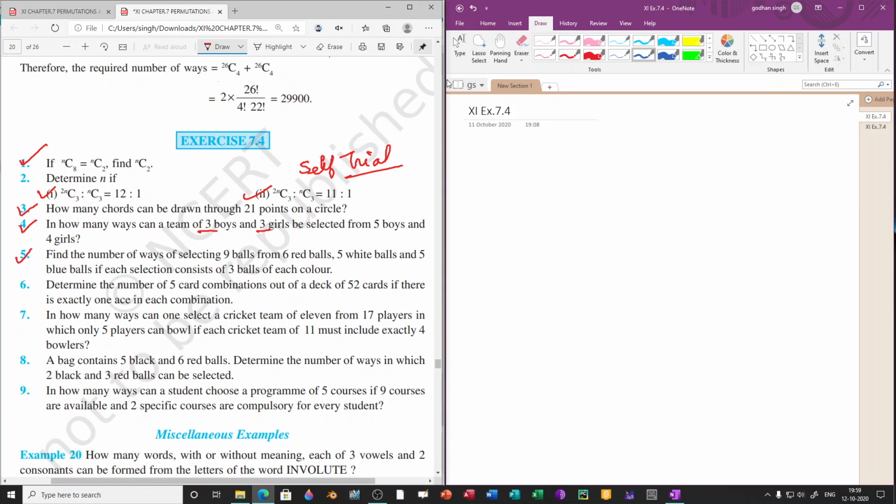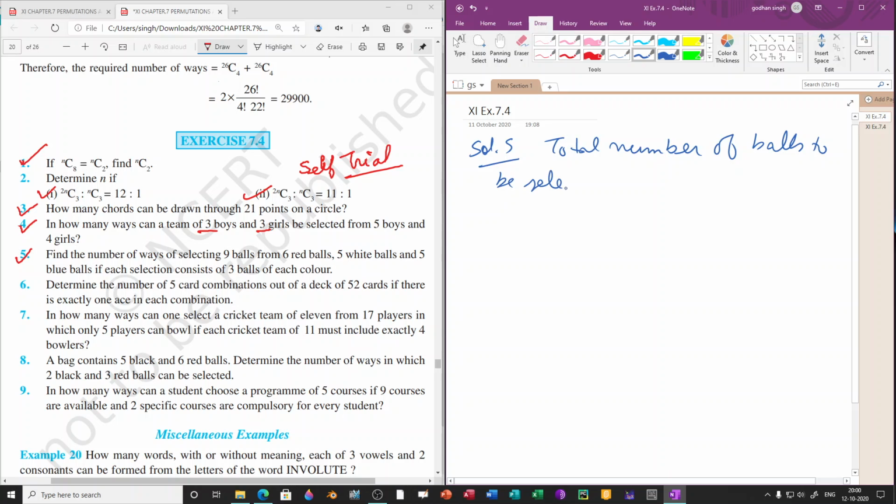Question number 5. Find the number of ways of selecting 9 balls from 6 red balls, 5 white balls and 5 blue balls. Each selection consists of 3 balls of each color. So total number of balls to be selected is 9. So solving question number 5, find the number of ways of selecting 9 balls. So total number of balls to be selected is equal to 9.